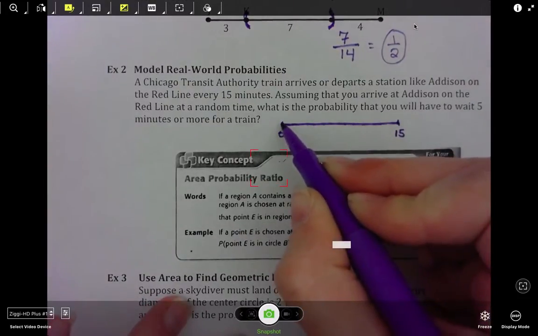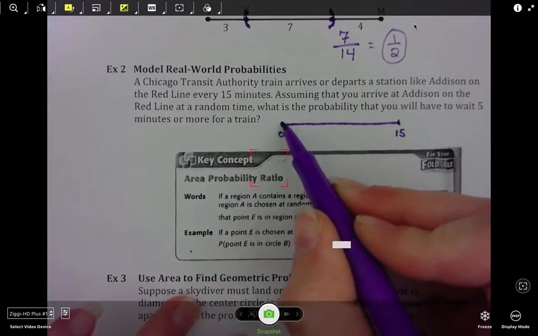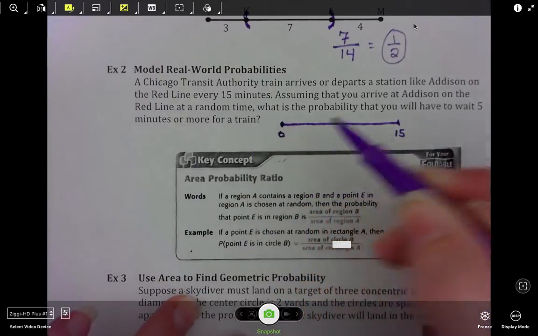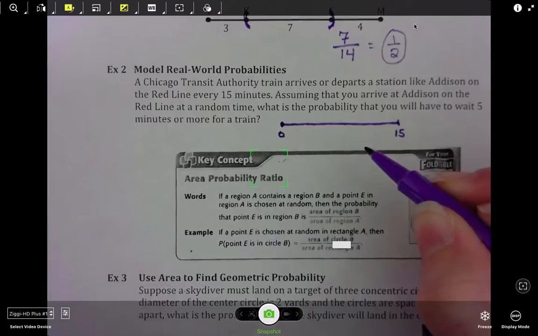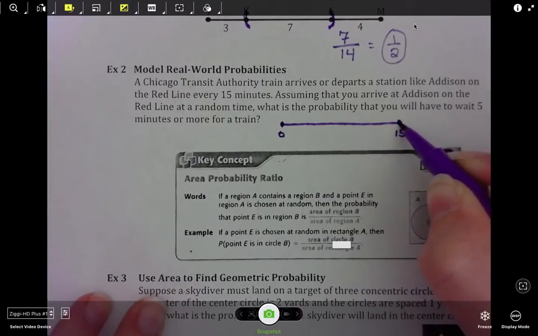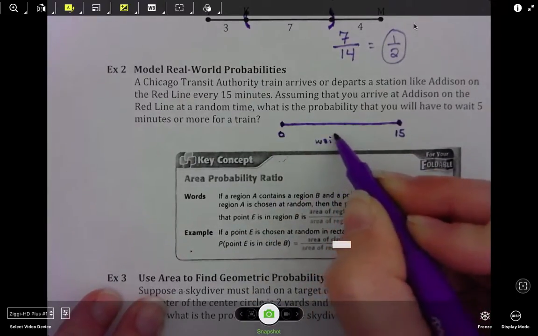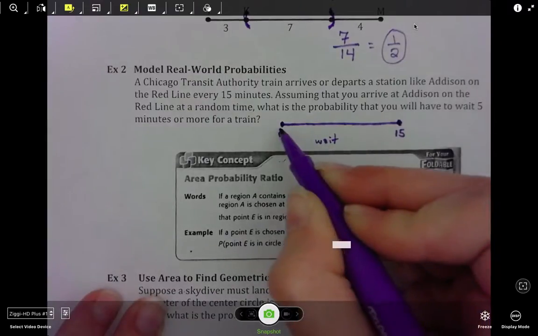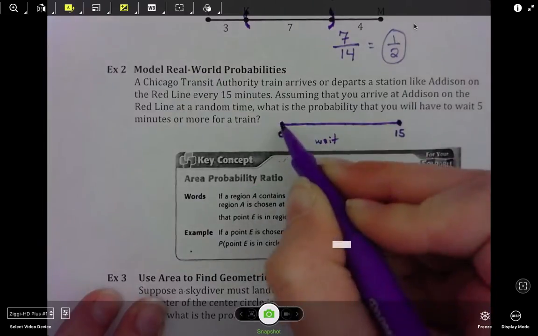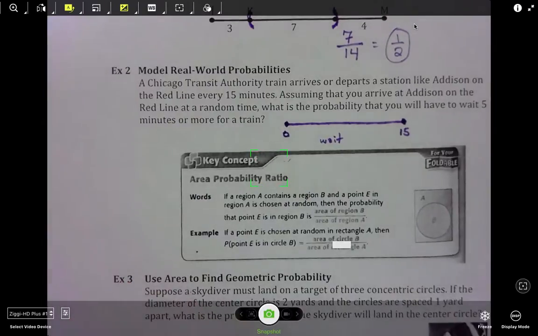train. So if I arrive right here, let's say I arrive as the train is coming to the station, I would have to wait 0 minutes for the train, right? But if I arrive right at the end, or as one of the trains is leaving, I'm going to have to wait another 15 minutes for the next train to arrive. So this is the amount of time that I'm going to have to wait, all right? It's either between 0 and 15 minutes. I'm never going to have to wait more than 15 minutes, and you can't wait less than 0 minutes.